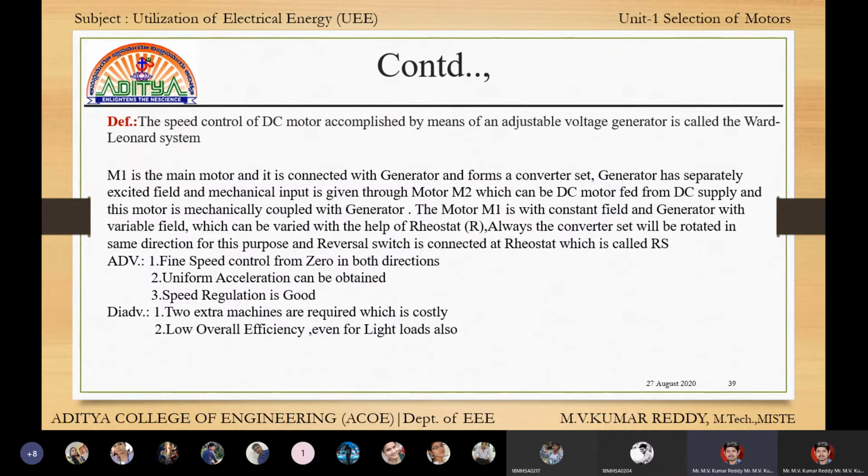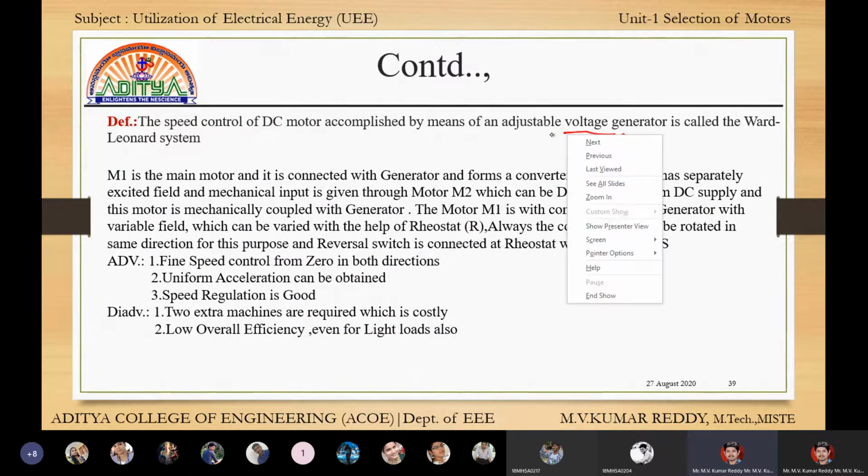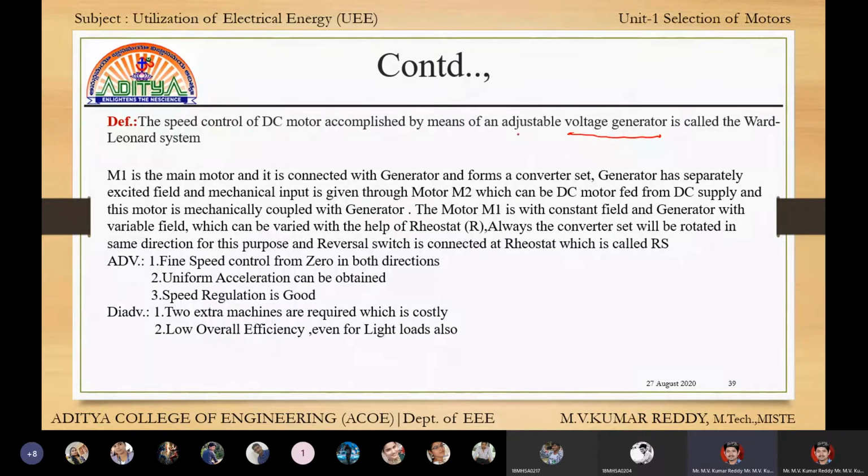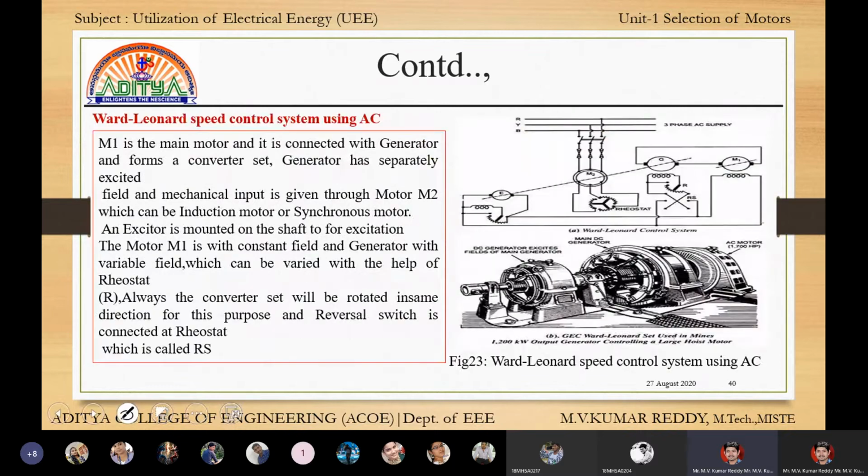This is the speed control using a voltage regulator. This is adjustable voltage generation. That means it is a voltage control method. Generally, the Ward-Leonard method is widely used in industries. Next, this is the Ward-Leonard method for AC.